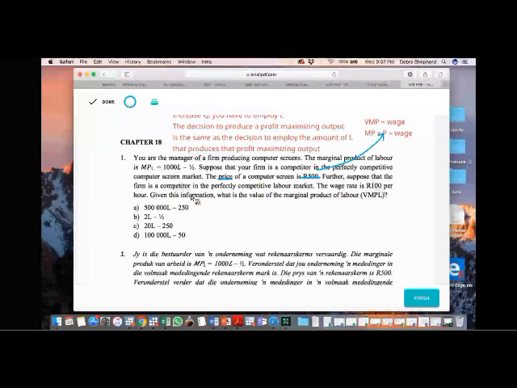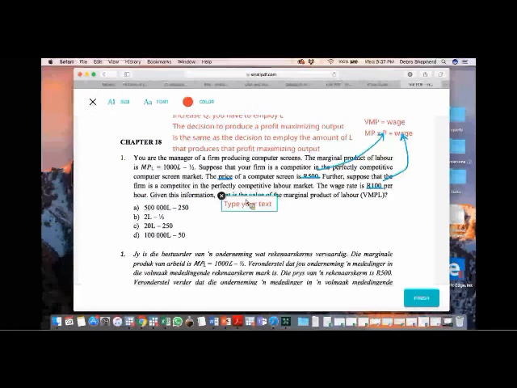Further, suppose that the firm is a competitor in the perfectly competitive labor market. The wage rate is 100 Rand. So that's the wage. Given this information, what is the value of the marginal product of labor? So the value of marginal product of labor is marginal product times price.